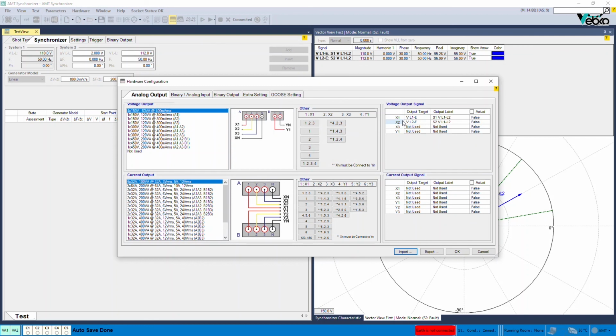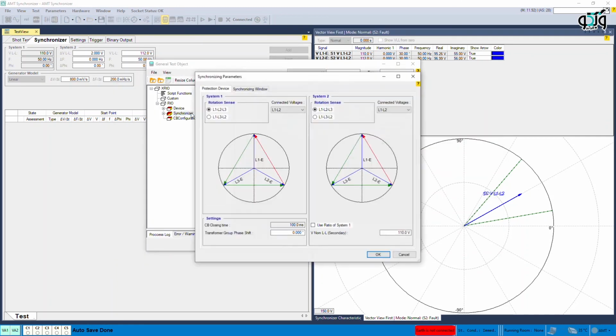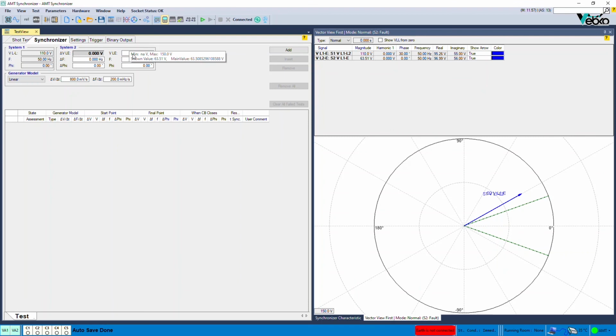To better understand this, suppose that 110 volts line-to-line voltage is used for system number 1 and for system number 2, a 63.5 volts VL1E phase voltage is used. To enter the information of such a system, it is necessary to enter L1, L2 and L1E as connected voltage for systems number 1 and 2 respectively. Also, 63.5 times square root of 3 or 110 volts is entered as the VNOM LL for system number 2. Now, by opening the test view and vector view pages, it can be seen that 63.5 and 110 volts are entered as the nominal voltage for systems number 2 and 1 respectively.